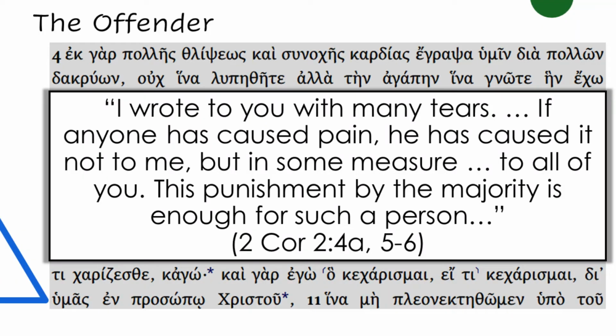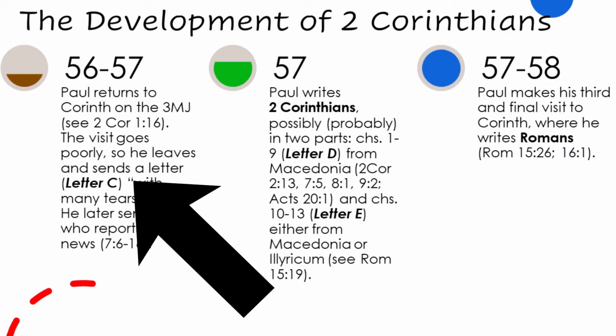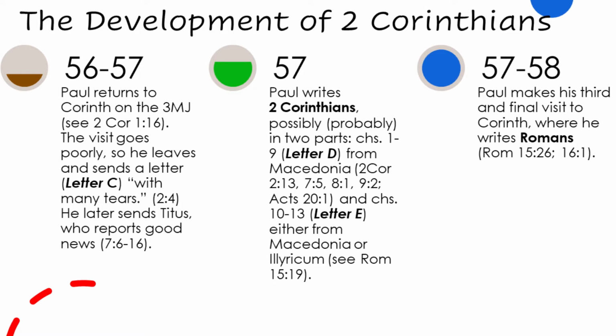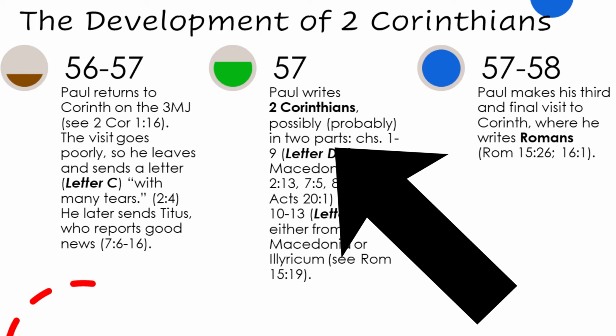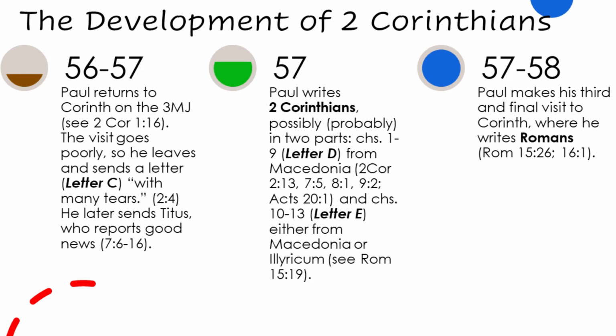The visit goes poorly, and in chapter 2, verse 4, he tells us that he sends a letter, quote, "with many tears." Scholars call this third piece of correspondence, which, like the first one, we no longer have a copy of, letter C. However, we're going to learn in 2 Corinthians that Paul sends Titus, who later reports that the Corinthians have repented, that they're reconciling, to use the key word in 2 Corinthians, with Paul. Canonical 2 Corinthians is letter D. It's the fourth piece of correspondence. But scholars don't stop there. As if that were not complicated enough, a number of scholars argue that not all of 2 Corinthians was written at one time.